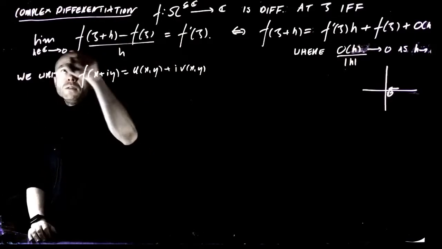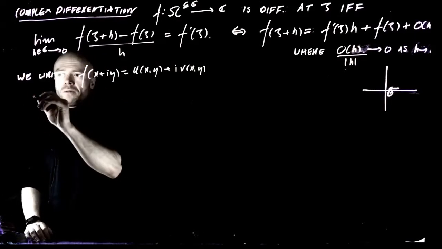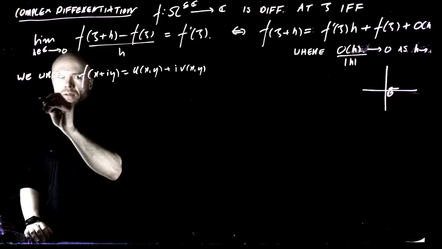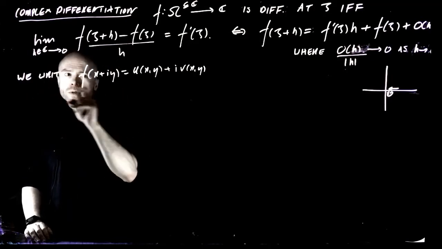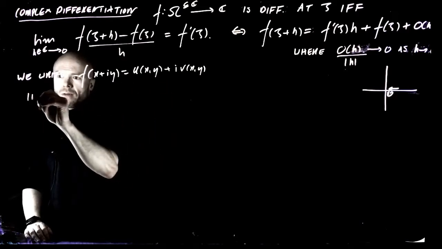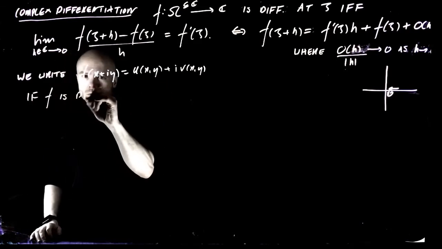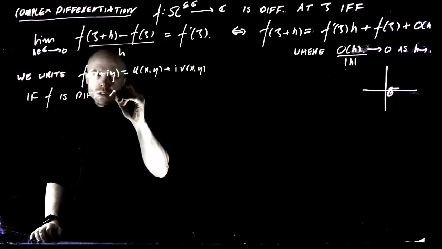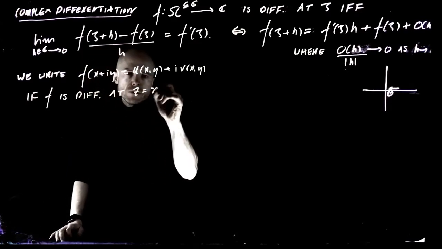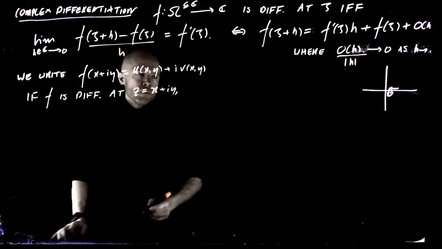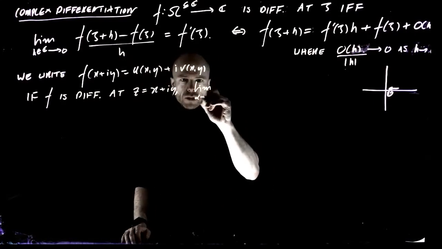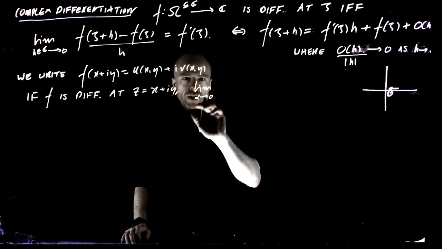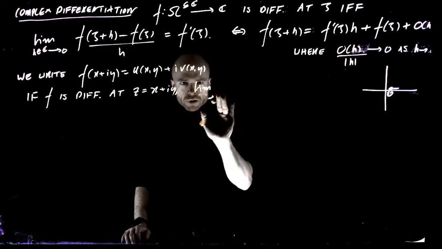So if we look at this thing, then what are we going to do? Let's take the point z to be consistent with this notation. So if f is differentiable at z equals x plus iy, then the following is true, that if we take the limit as alpha goes to 0, let me emphasize that alpha is real, just a real number.